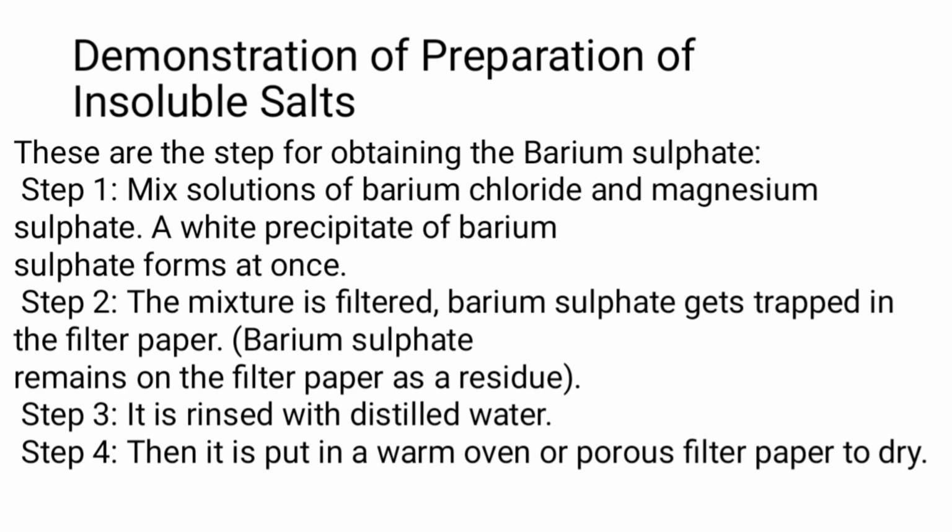Now let's look at the demonstration of preparation of insoluble salts. So these are the steps for obtaining barium sulfate, which is an insoluble salt. Step 1. Mix solutions of barium chloride and magnesium sulfate. A white precipitate of barium sulfate forms at once. The mixture is filtered. Barium sulfate gets trapped in the filter paper. Barium sulfate remains on the filter paper as a residue. This is rinsed with distilled water. Then it is put in a warm oven or porous filter paper to dry.